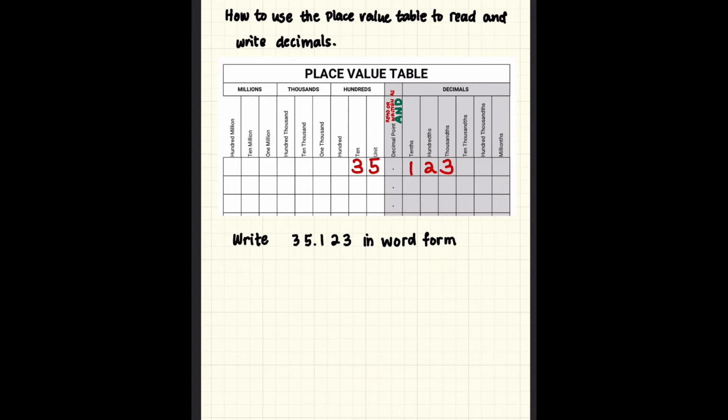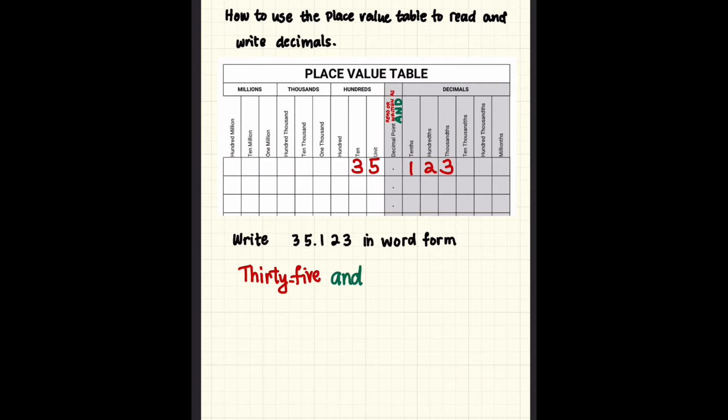Let's read it. This one, read it like a whole number because it is a whole number. So we can read this as 35. Let's write that down. 35. Now how do we read the decimal point? We don't say point. If you look over here, it says read or written as the word and. So the decimal point will be written as and.